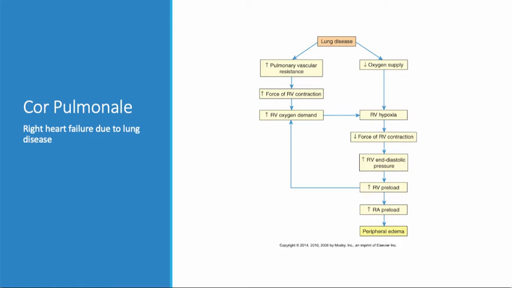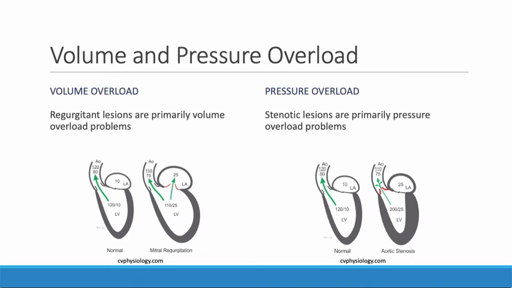And this is the mechanism by which that happens. So let's switch gears now and talk about valvular heart disease, which happens to be my favorite. I think it's really important and very helpful for you to think about two types of overload problems, because it will help classify things in your head.